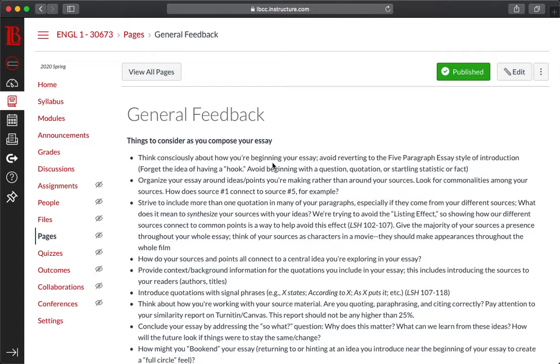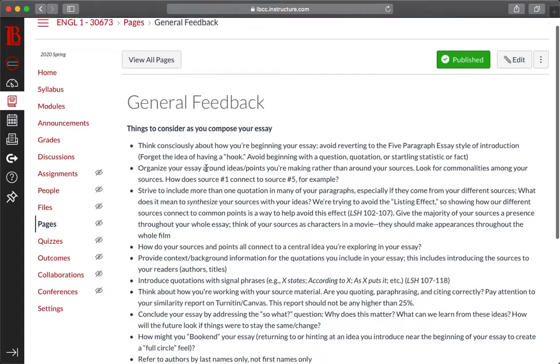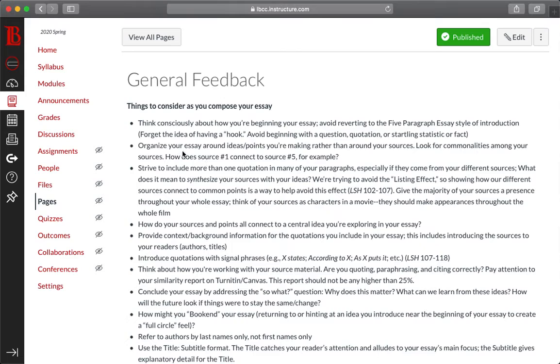Another thing you could do is begin with a specific example. Set the scene of an example that could lead into the issue or topic that you're focusing on, right? So again, forget the idea of the hook, okay? It's cheesy. The other thing, I want you to organize your essays around the ideas or points that you're making rather than around the sources you're using.